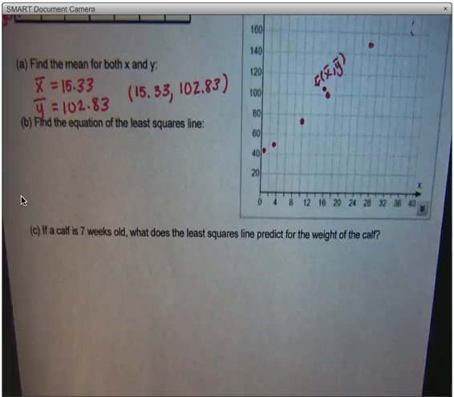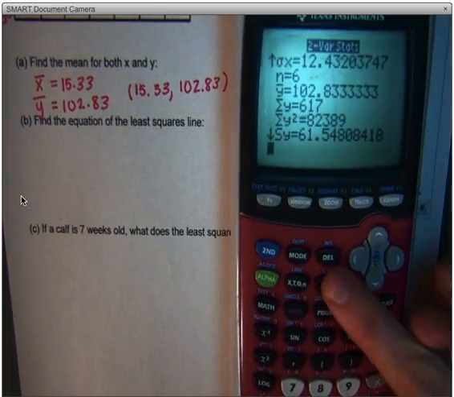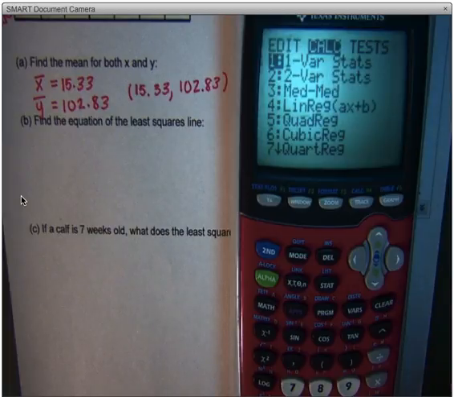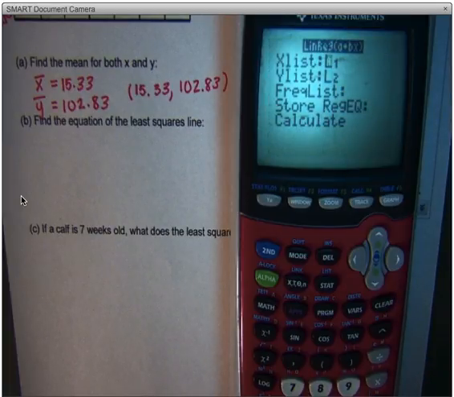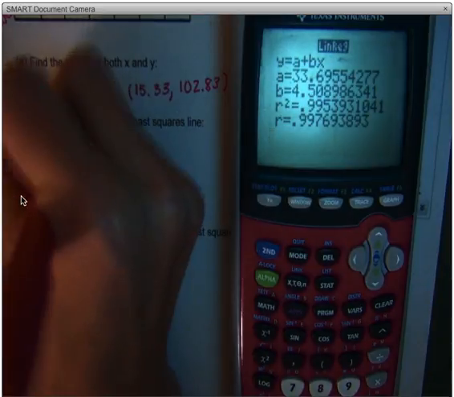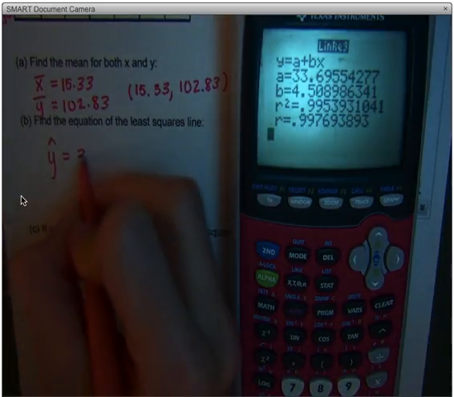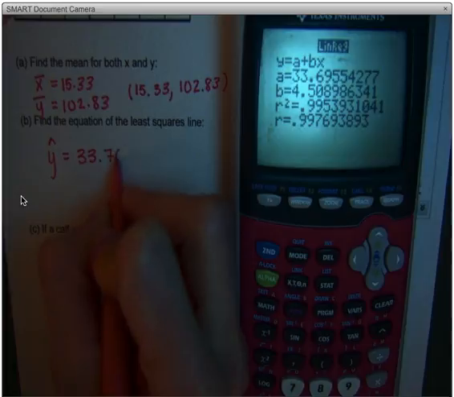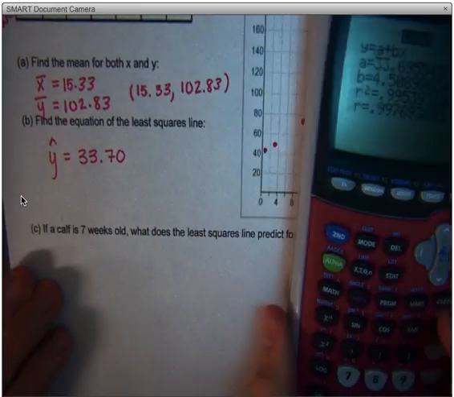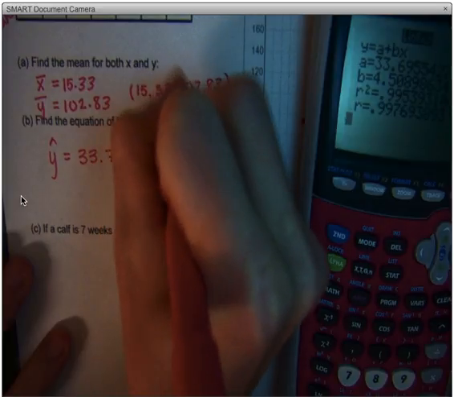Okay, now we're going to find the actual line. So remember everything's entered in your calculator. So you're going to go to Stat, over to Calc, select option 8, and then Calculate. So y is equal to a, which is 33 point, I'm going to round it to 70, plus b, which is 4.51 x.